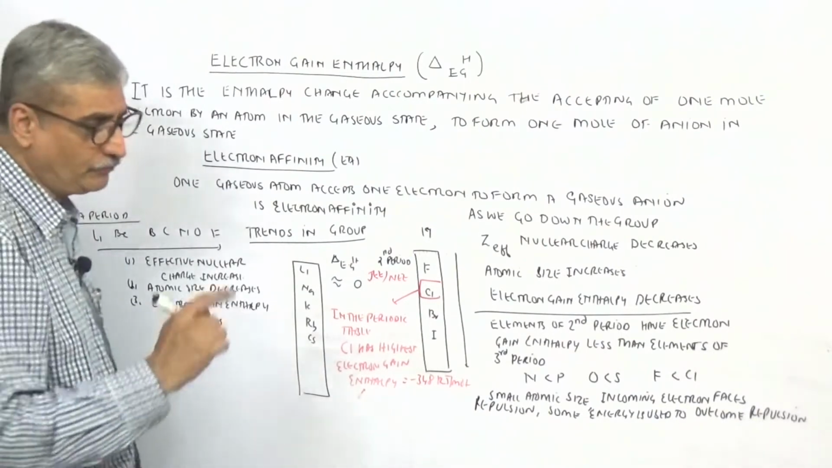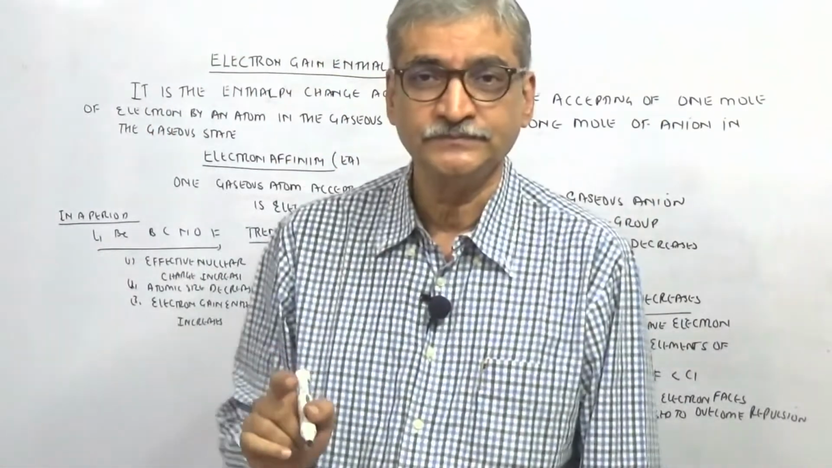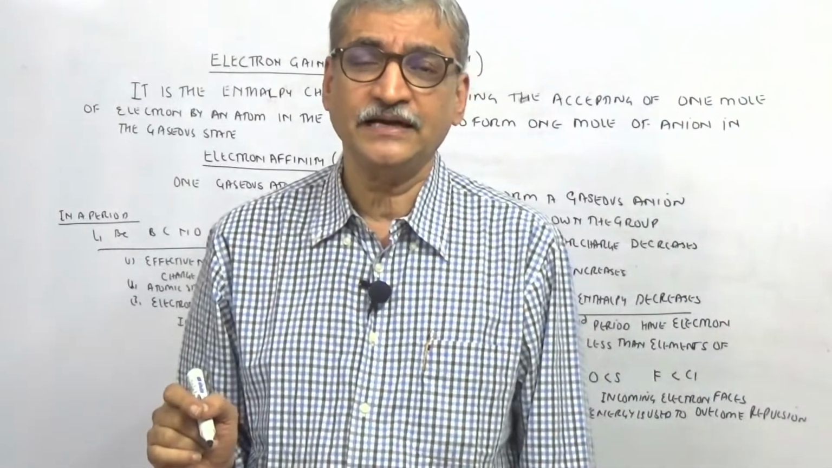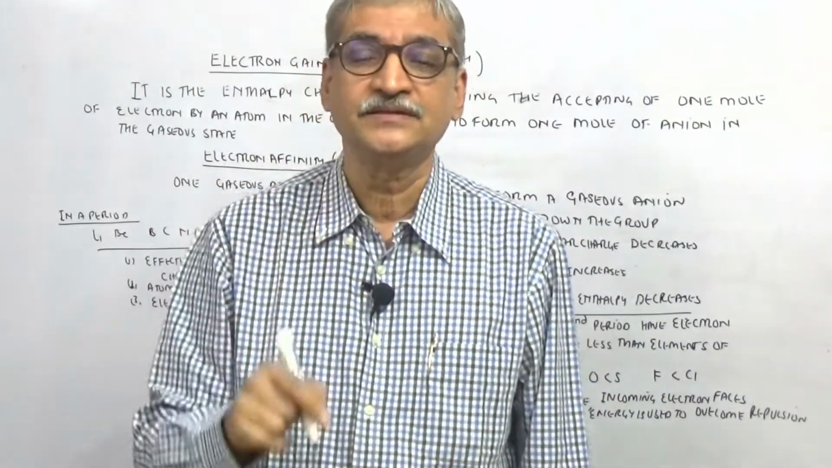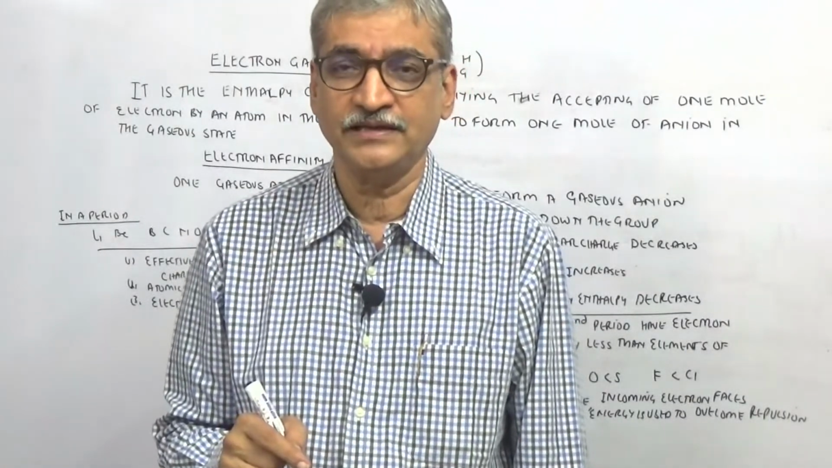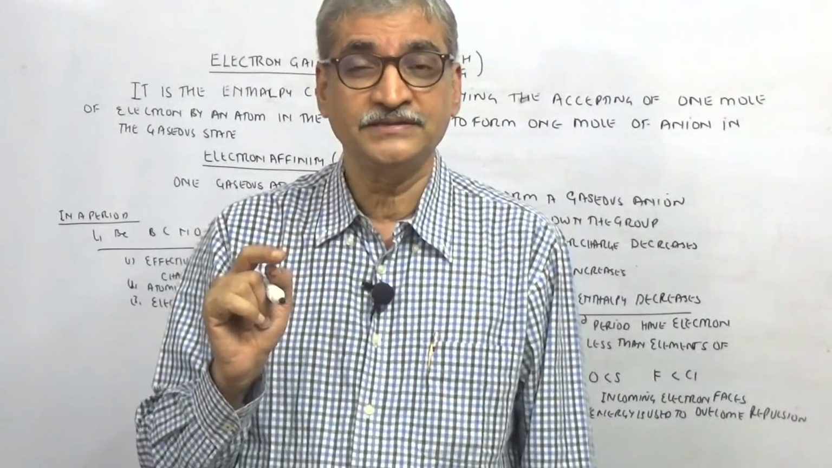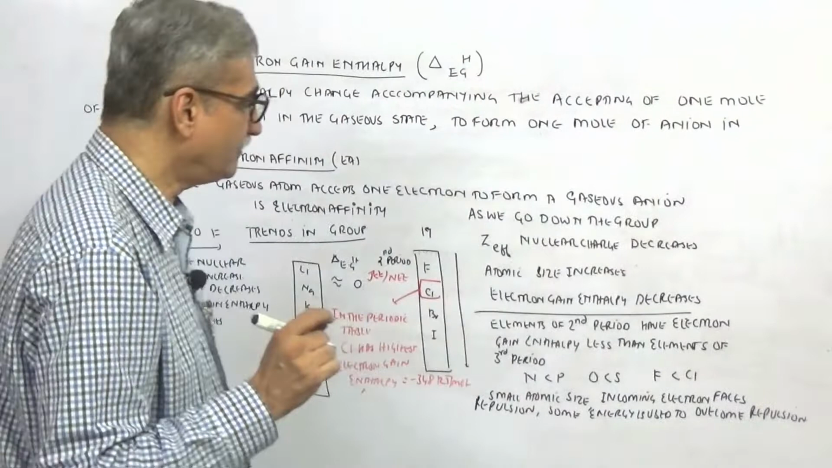So automatically, in whatever period they are in, halogens have the highest electron gain enthalpy. In the period to which they belong, halogens have the highest electron gain enthalpy. But among halogens, chlorine has the highest electron gain enthalpy. So that results in what? Chlorine is the one having maximum electron gain enthalpy in the complete periodic table.